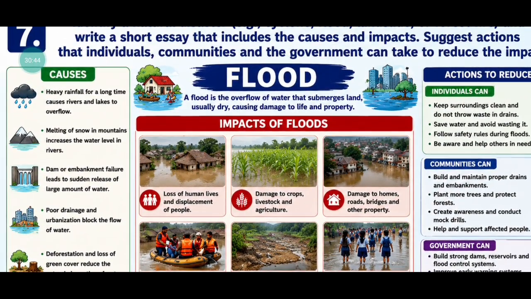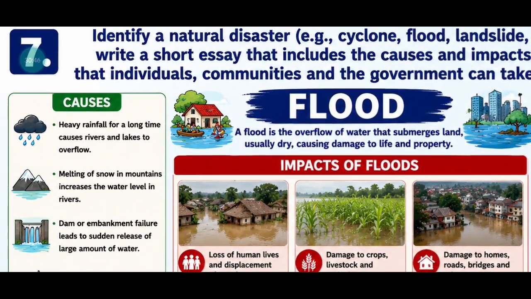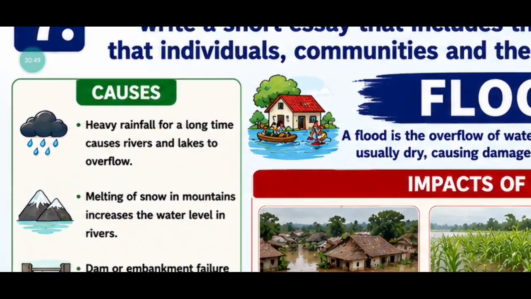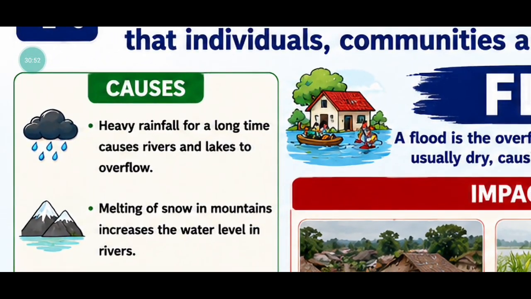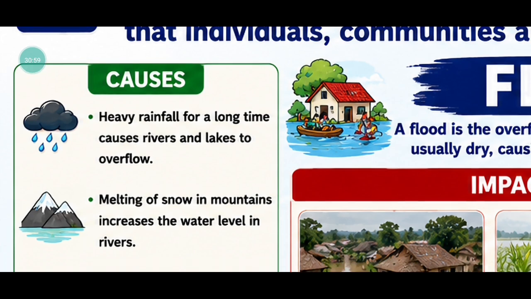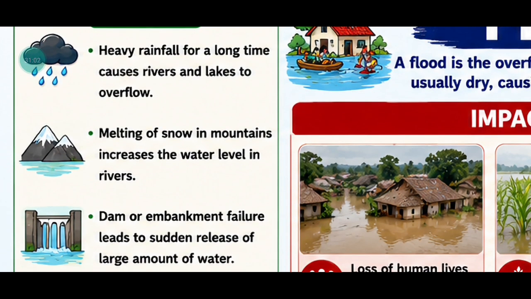I hope you understand. Next, causes. So what may be the causes of flood? So area to area there can be different causes. So one cause is that heavy rainfall for a long time causes rivers and lakes to overflow. So heavy rain is one cause. Next one is melting of snow in mountains, increasing the water level in rivers. Okay, so this also can be a cause, melting of snow.